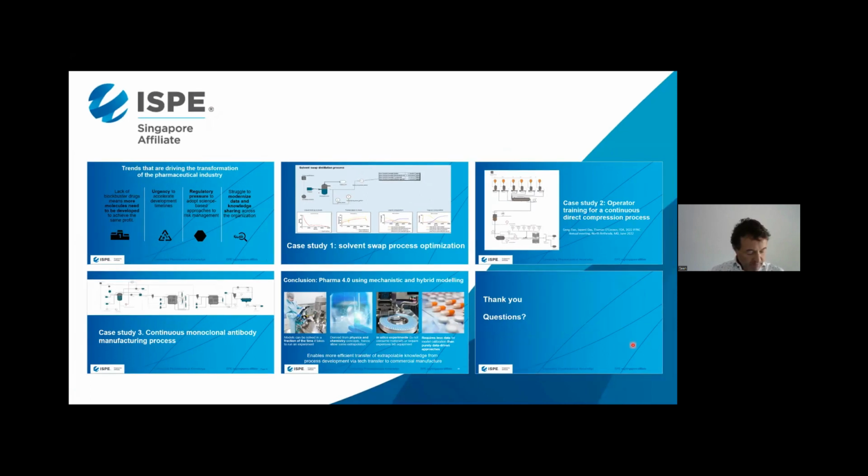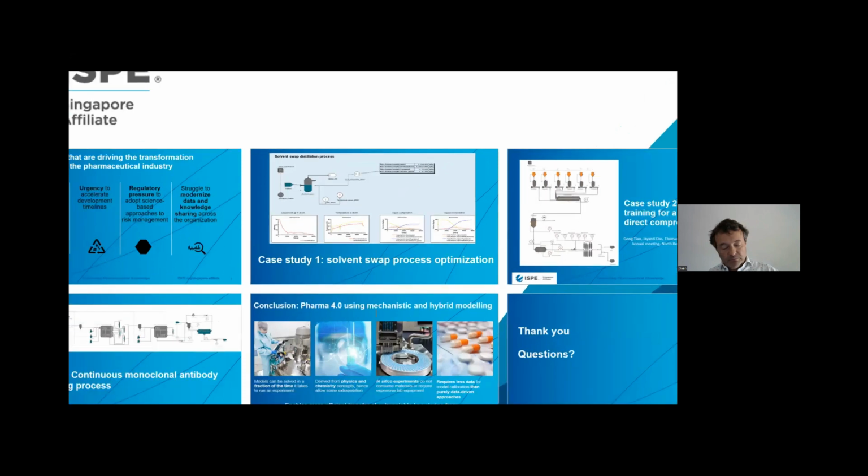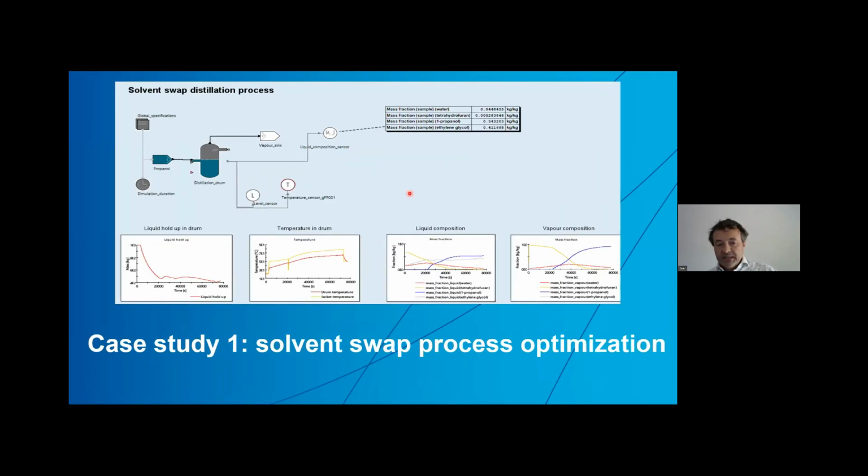So that's the introduction, and then I will continue to the case study. The first case study is, as I said, solvent swap. So this is drug substance manufacture. Then the second one will be a drug product manufacture, so small molecule and small molecule. The third one is large molecule or biologics. So this is a case study that was presented together with Janssen at IFPAC in New York a few weeks ago.